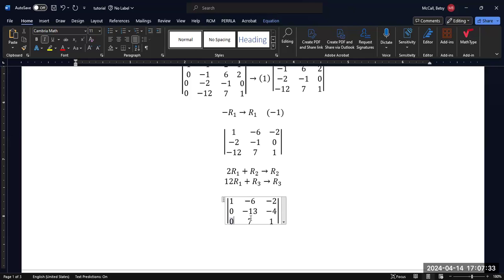And then add that to 7 is going to get me negative 65. And then 12 times negative 2 is negative 24, plus 1 is going to give me negative 23.